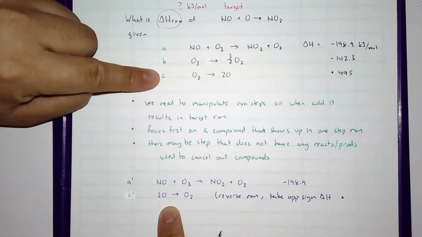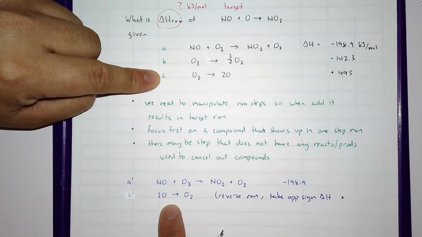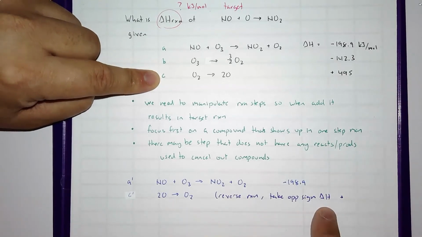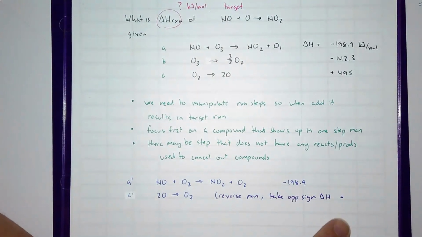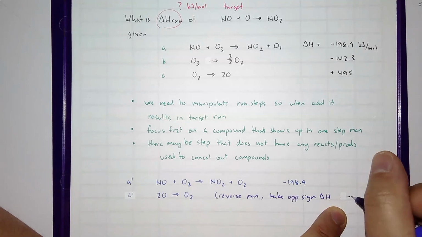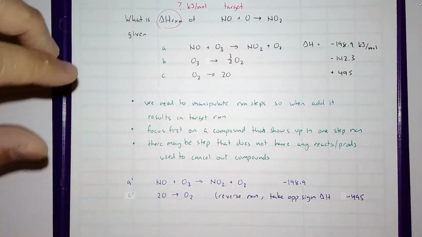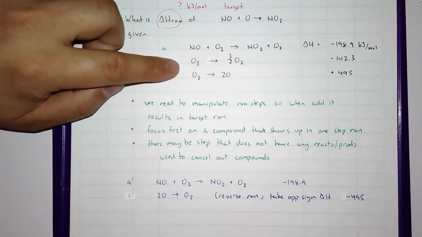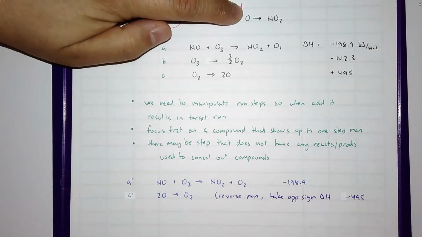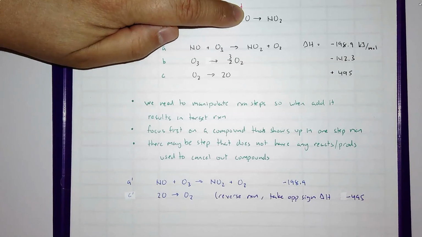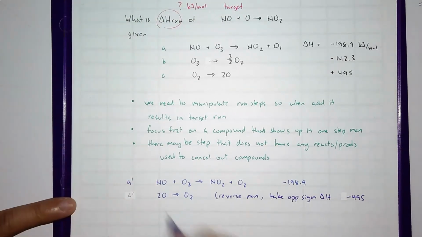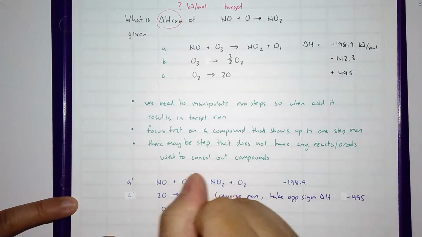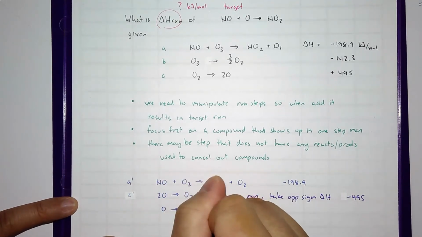So I took this reaction, I reversed it. When you reverse the reaction, you take the opposite sign, negative 495. But we're not quite done yet because, see, in the target, there's a coefficient of 1. So now here is a coefficient of 2, so we're going to divide by 2. So we're going to change it to this.